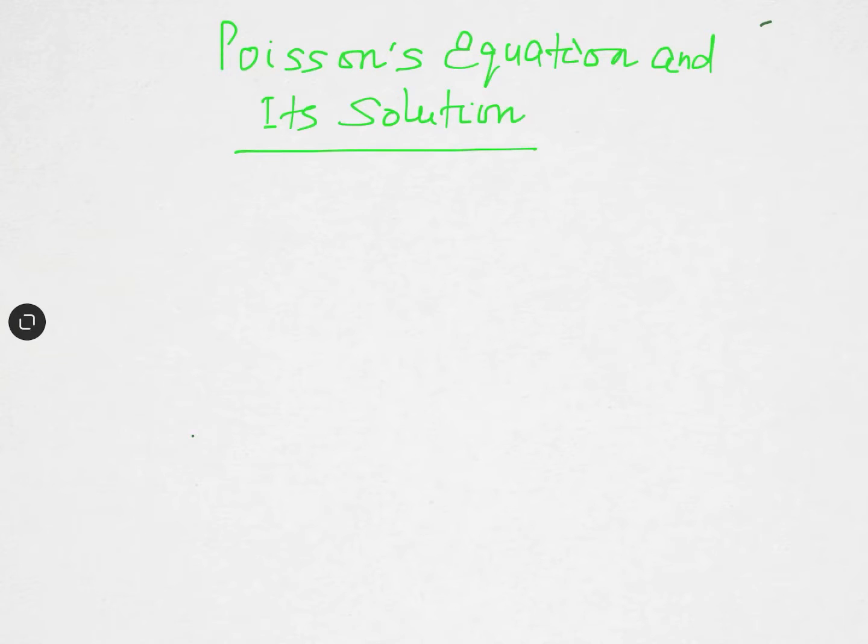Today we are going to discuss a very important equation which is called Poisson's equation. First of all, we will see what Poisson's equation is, and after that we will solve this very important equation. So let us see first of all Poisson's equation in its original form.